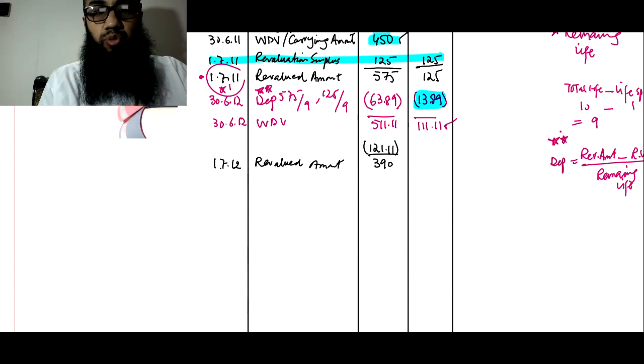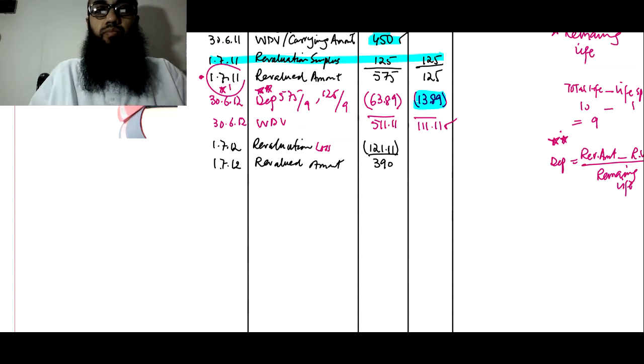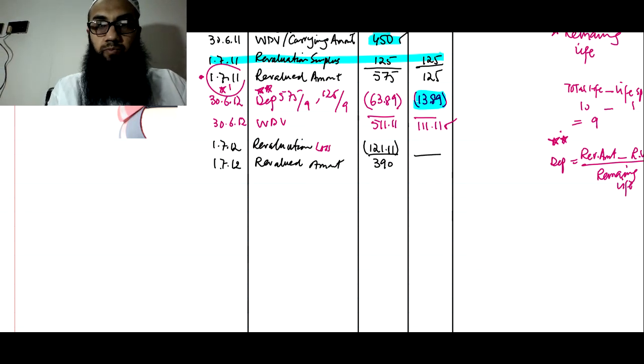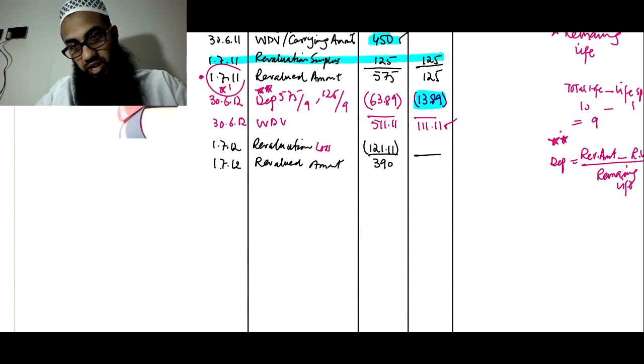This is called revaluation loss. When the asset's WDV, carrying amount, book value is more than its revalued amount, the reduction is called the revaluation loss. Revaluation loss on 1st July 12. So here what to do? We have to see how to carry this forward in the working.